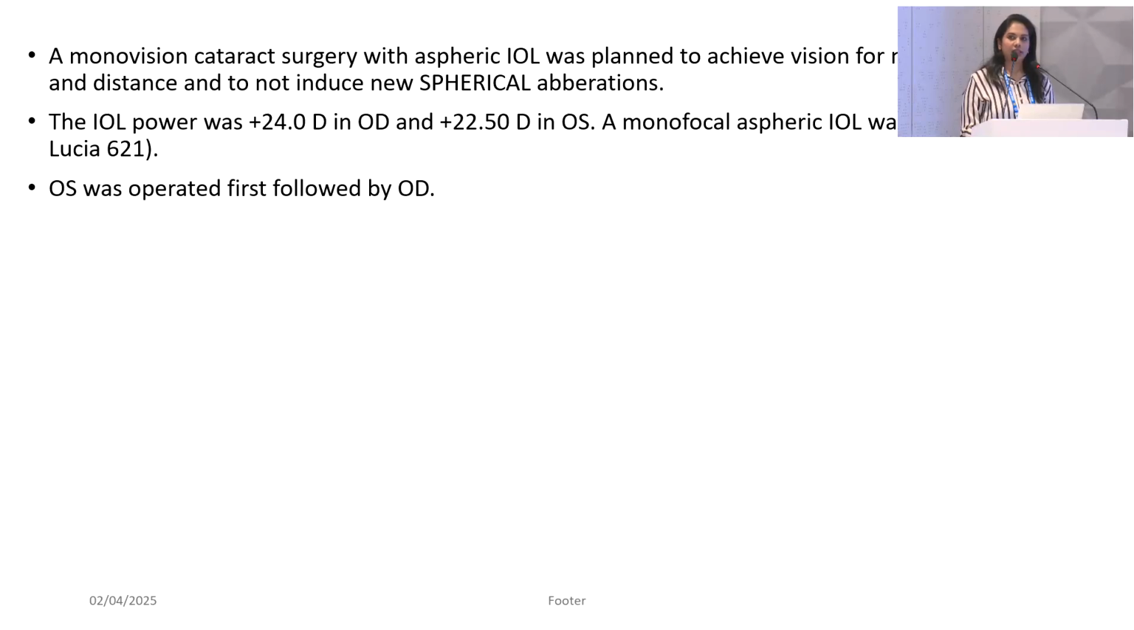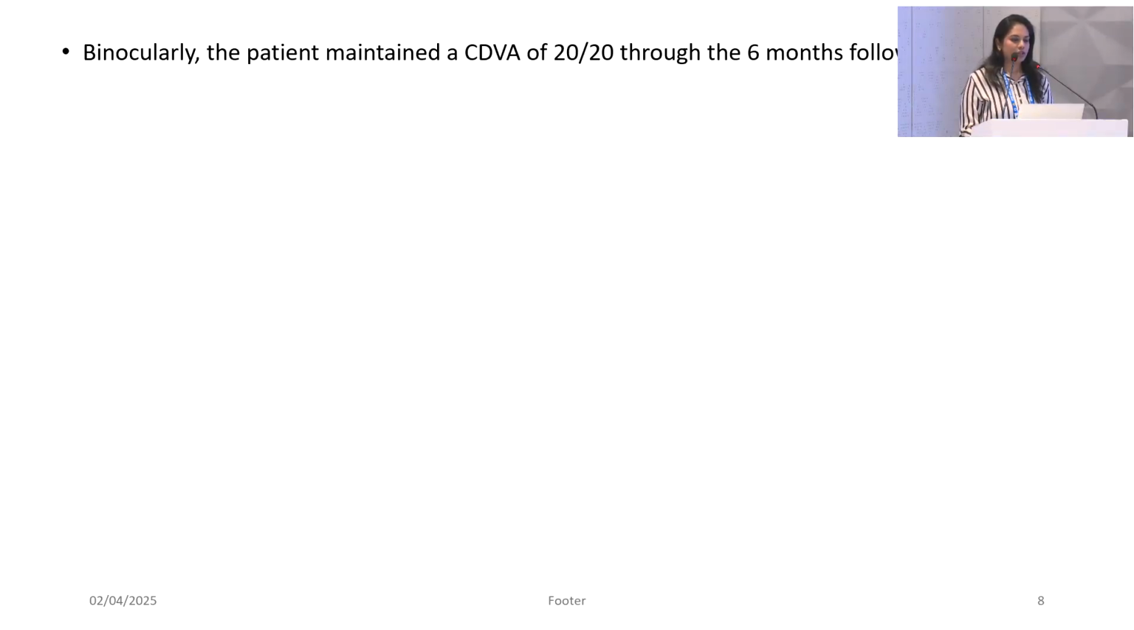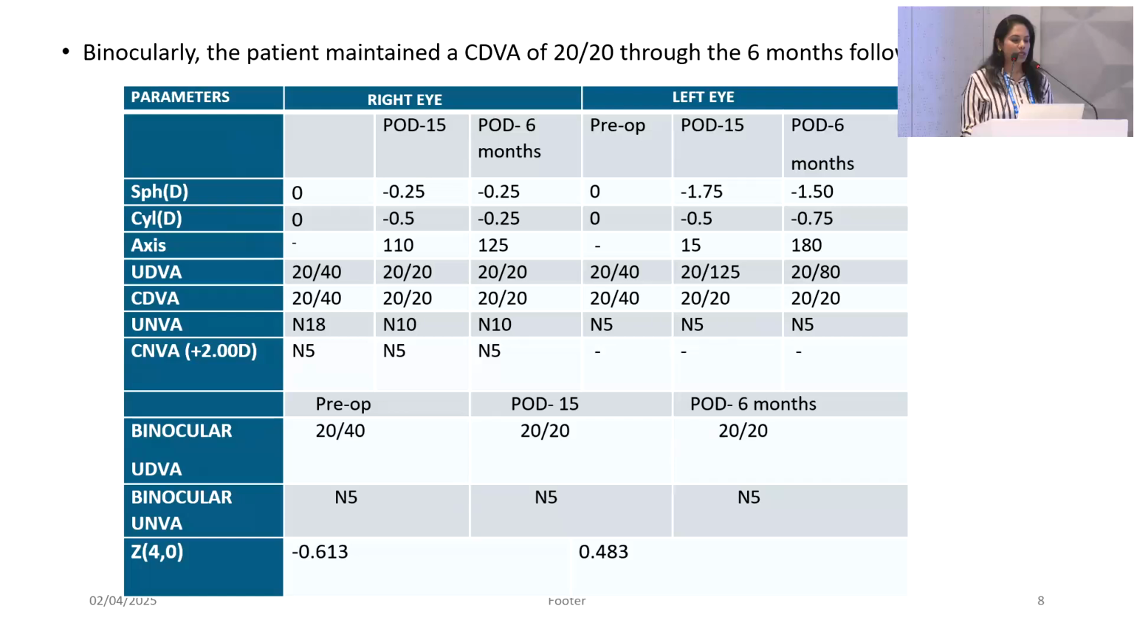First, we operated the left eye and then we operated the right eye. A routine phacoemulsification surgery was done using a 2.8 mm incision, and the procedure was uneventful in both the eyes. The post-op period was uneventful. Binocularly, the patient maintained a distant corrected vision of 20/20 throughout the 6 months post-op follow-up period. These are the refraction results that we got from the post-op period. Binocularly, the patient at 6 months was maintaining 20/20, and the near binocular vision was also N5.